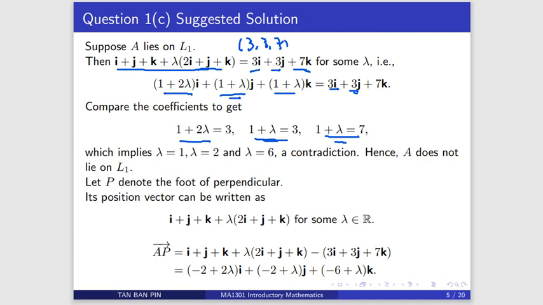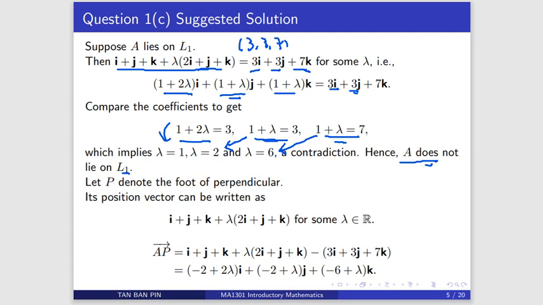If you solve for lambda from each equation, you get lambda is 1 from the first equation. From the second equation, you get lambda is 2. From the third equation, you get lambda is 6. So we have a contradiction. So with that, you can say A does not lie on L1.